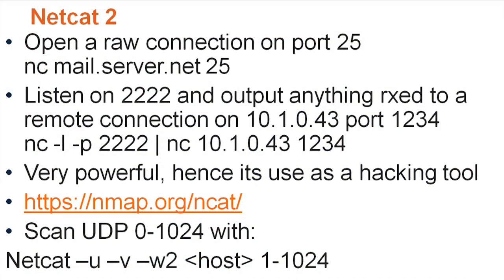If you wanted to scan UDP ports 0 to 1024, or see if there are UDP ports open on 0 to 1024, here's how you would do it with Netcat: nc -u -v -w2 hostname 1-1024. You're going to see all these as test questions. So make sure you're familiar with this tool. There's also a lab to go along with this one.